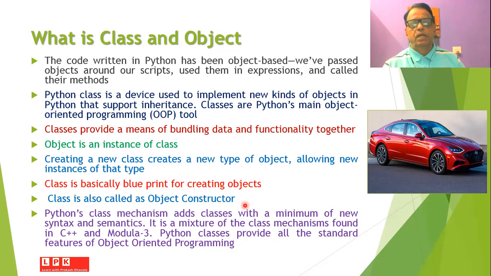In Python, the class mechanism adds classes with a minimum of new syntax and semantics. The syntactic structure of Python is always very simple. So even if you go for object-oriented programming in Python, you will find that the syntactic structure remains simple. It is a mixture of the class mechanism found in the C++ programming language and in Modula-3. Python classes provide all the standard features of object-oriented programming, such as encapsulation, polymorphism, or inheritance.